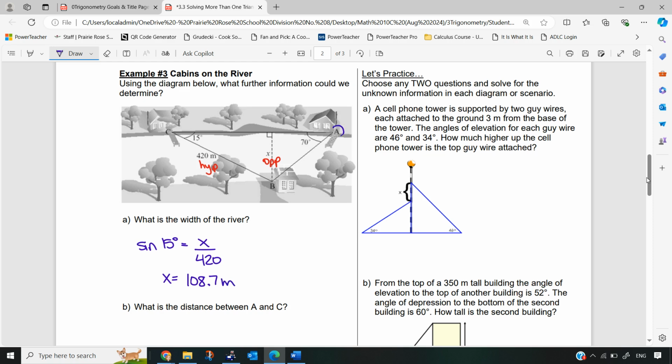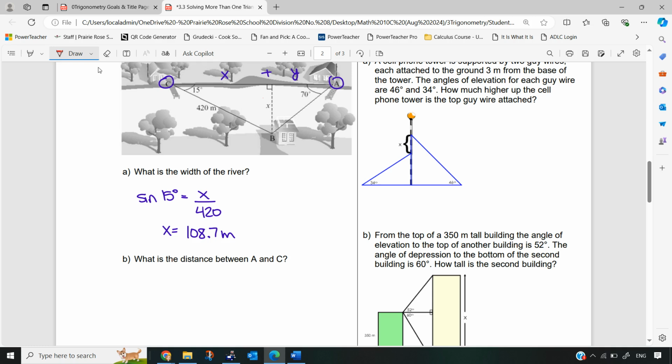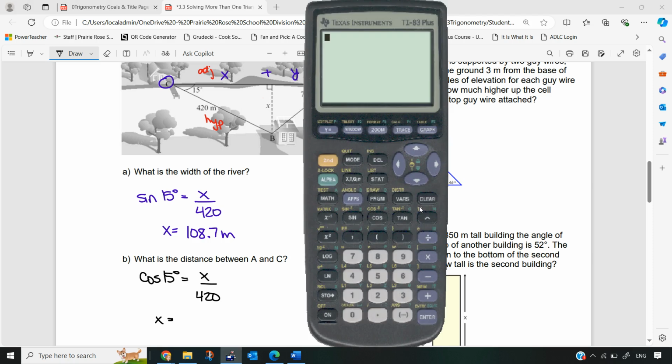Part B, we're asked to determine the distance from A to C. Well, we can start by using our 15 and our 420 to find this length, and then we can use the 108.7 that we've just found and the 70 degrees to find this length, and then we can combine them together. Again, we'll start by labeling our triangle. We're looking for X, which is adjacent, and we have hypotenuse. So in this case, we're going to be using the cosine ratio. So cosine of 15 degrees equals x divided by 420. And on my calculator, I'm going to be going 420 times cos of 15, which gives me 405.7.